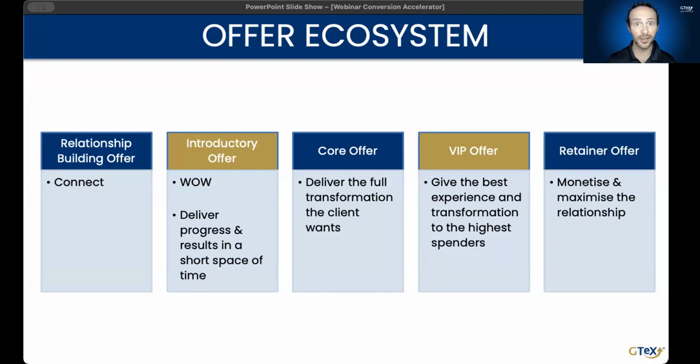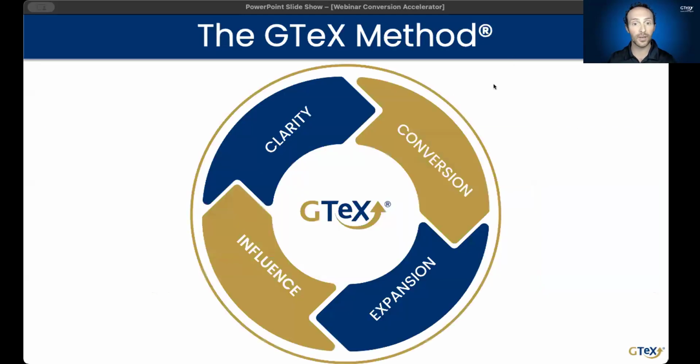The core offer, which is the full transformation, is what you really want to deliver. The VIP offer is the specific offer for the highest spenders in your target market, the people that want the best and want to spend the most. And then the retainer offer to continue that relationship. If we're thinking about recurring revenue, having one offer that leads into the next, that leads into the next, creates recurring revenue from the same attendee that you got on your relationship building offer from the webinar. The more you have, the stronger the foundation you're going to have in your business.